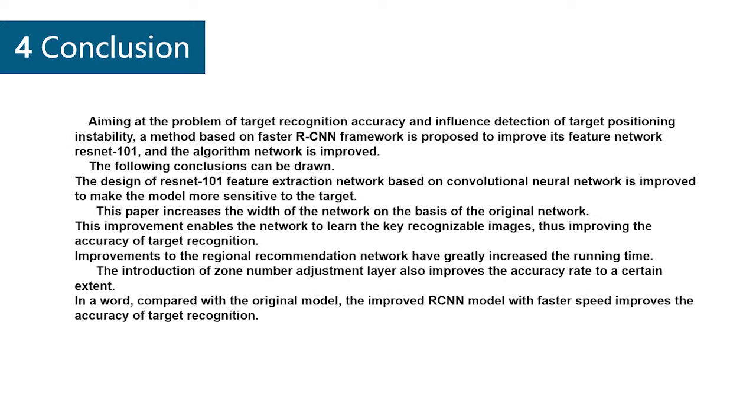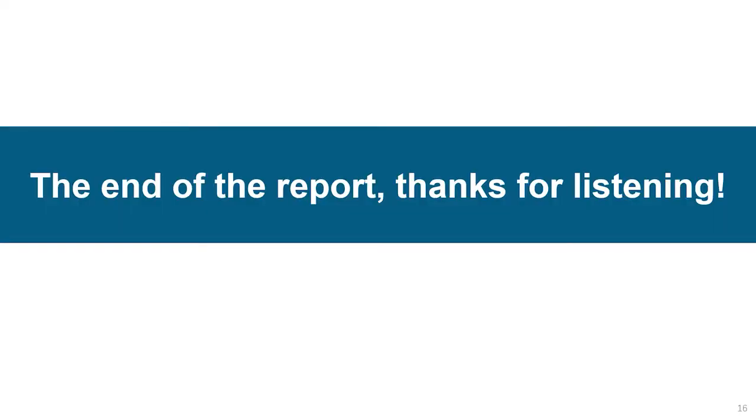Improvements to the region proposal network have greatly reduced the running time. The detection of the number adjustment layer has also improved the accuracy rate to a certain extent. Overall, compared with the original model, the improved RCNN model, with faster speed, improves the accuracy of target recognition. The end of the paper. Thanks for listening.